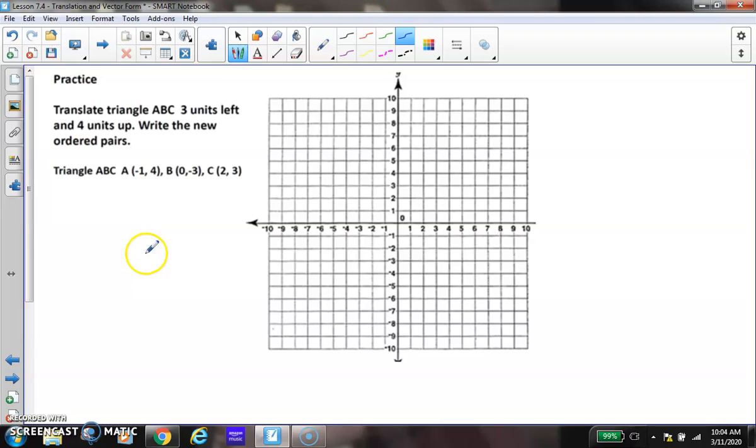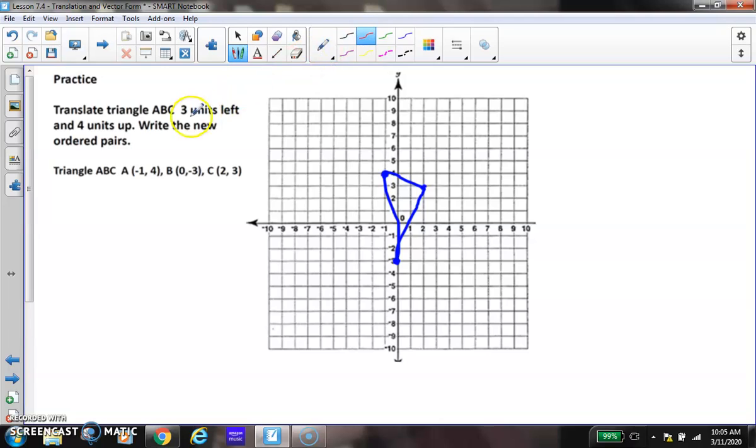So take a moment right now, and I'd like you guys to translate triangle ABC 3 units left and 4 units up, and we're going to write down the new ordered pairs. So the first thing that we're going to do is plot the original triangle at -1, 4, so I'm going to make my first point at -1, 4, then 0, -3, and 2, 3. So again, this is just the first triangle, triangle ABC.